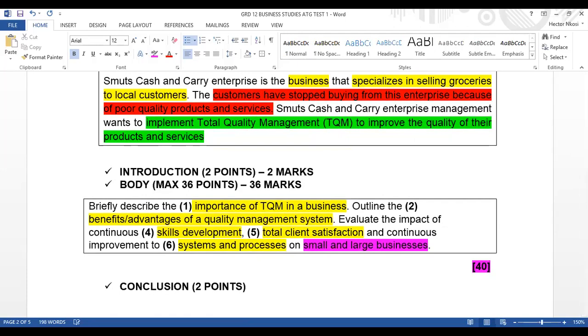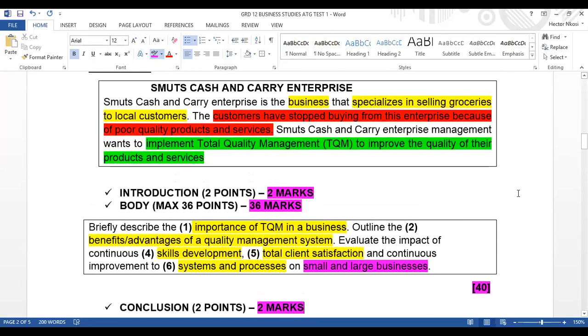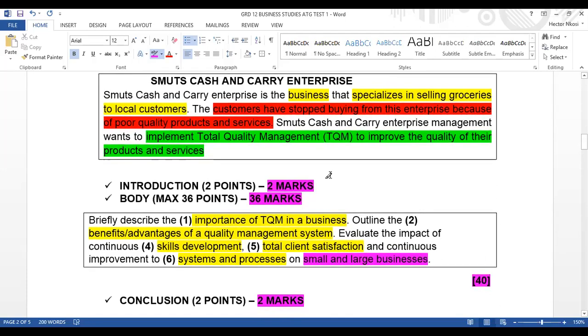And here it's another 2 marks for your conclusion. 2 marks, right? So can you see how you would get your 40? It's your 2 for intro, 36 for max, and 2 for conclusion. And once you add all of this, you'll get your max of 40 marks. So boys and girls, this is how you get your 40 marks in an exam or essay type question.